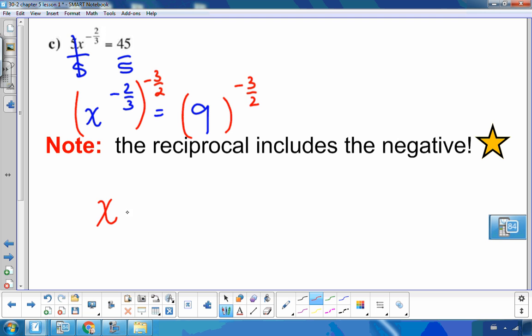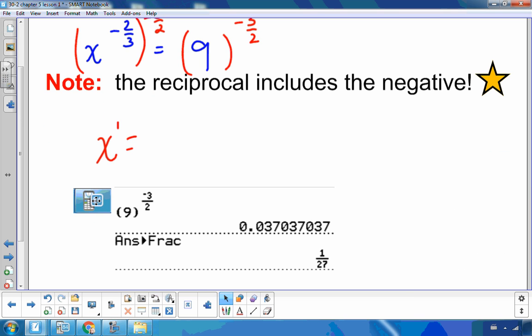So I get x to the 1 because 2 times 3 is 6, 3 times 2 is 6, so 6 over 6 is just 1. So x to the 1 equals 9 to the -3/2. So I can just put 9 to the -3/2 in my calculator, change it into a little fraction, a little math frac, and I get my answer as 1/27.